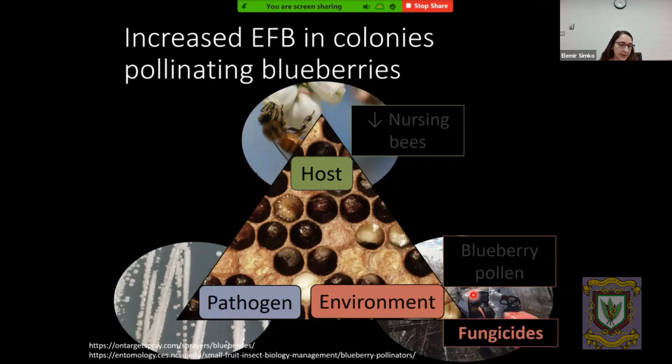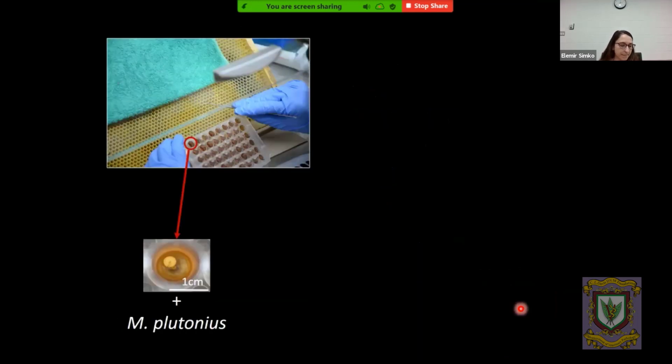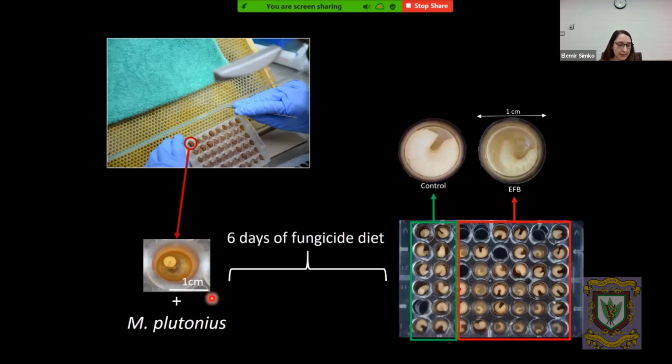To test the effects of chronic formulated fungicide exposure on the larval susceptibility to EFB, we inoculated the honeybee larvae with M. plutonius, fed them a diet containing one or more fungicidal products over the course of the 6 days, and compared larval survival of this compared to control.